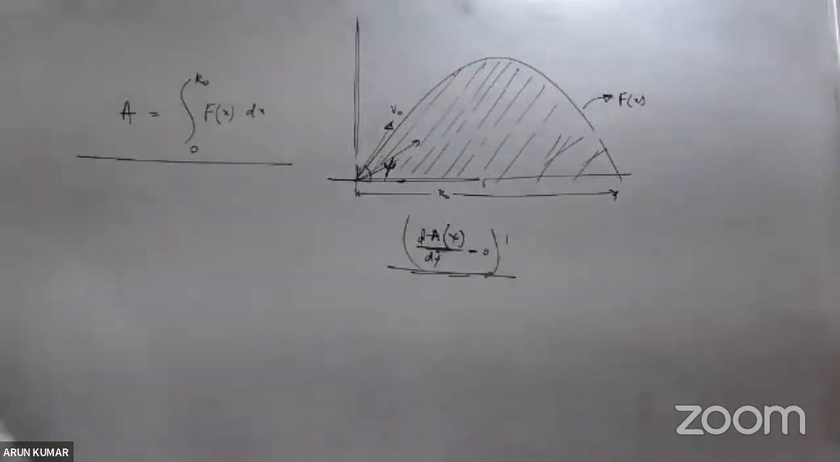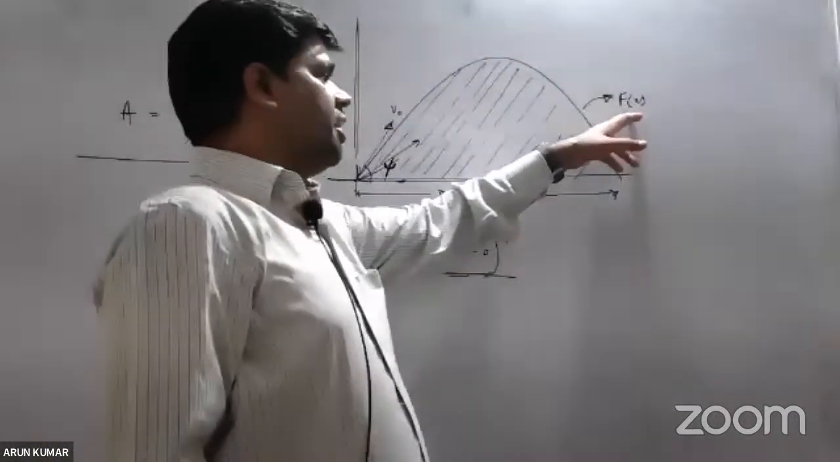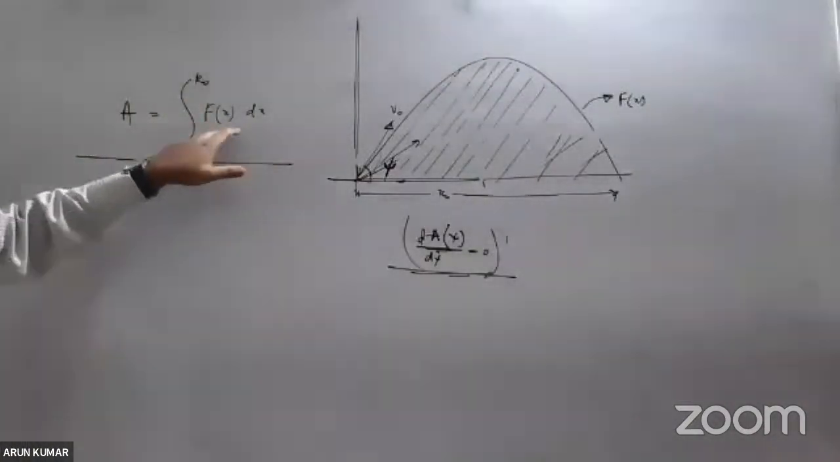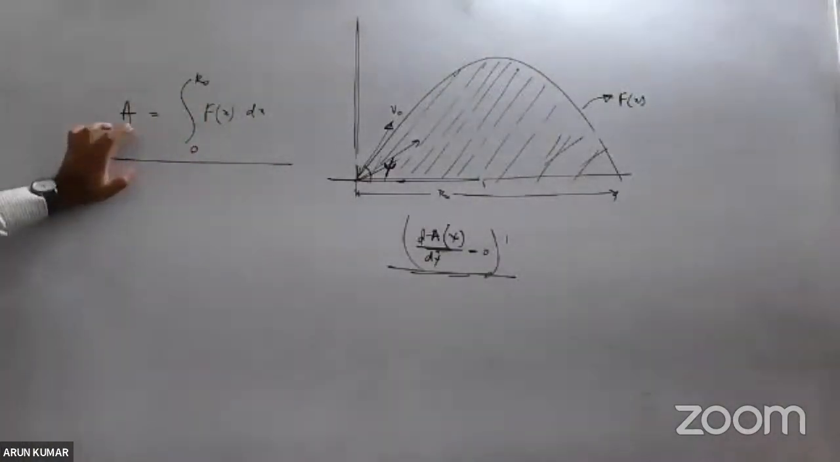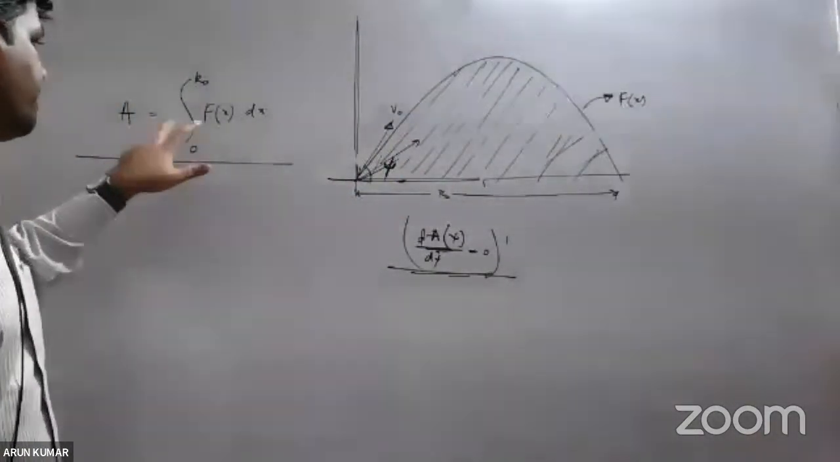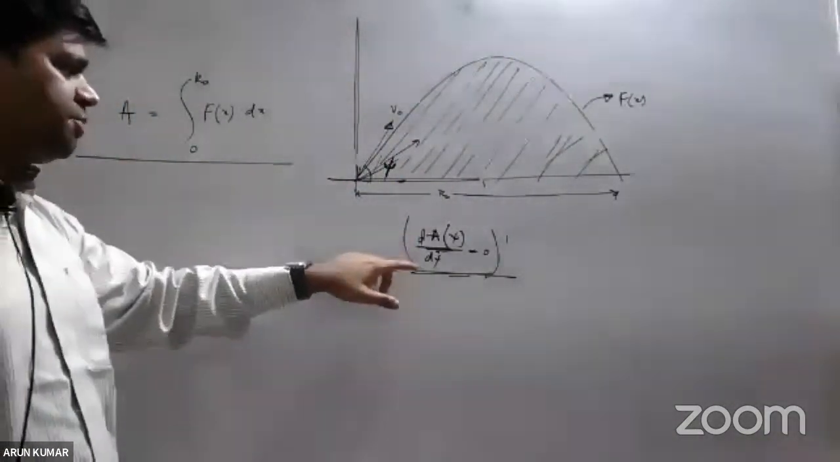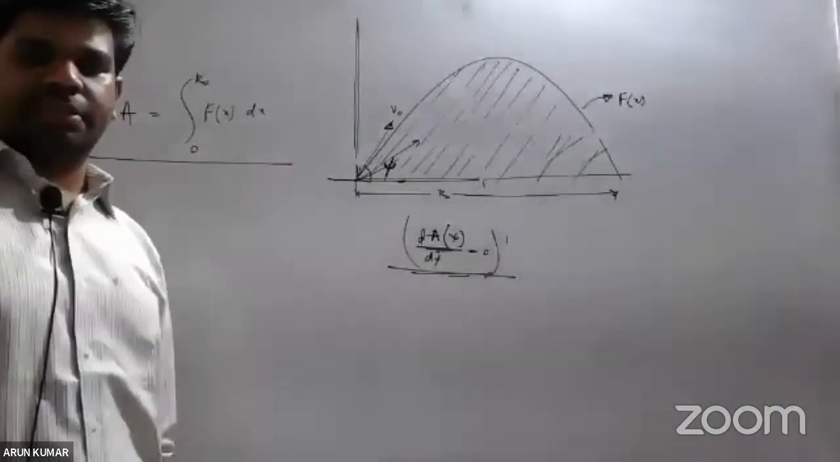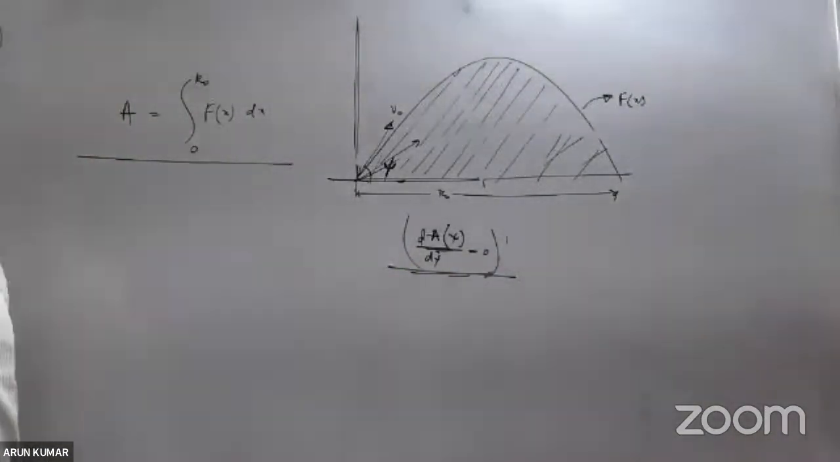All I have to do is find this function f of x, plug it in over here, and integrate it. I'll get the area as a function of psi, because my function depends on psi. I differentiate this area with respect to psi and equate it to 0. I'll get the answer. You understand the strategy?